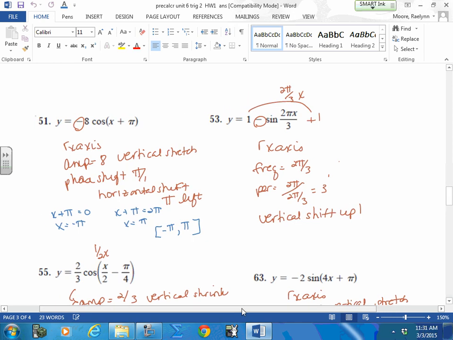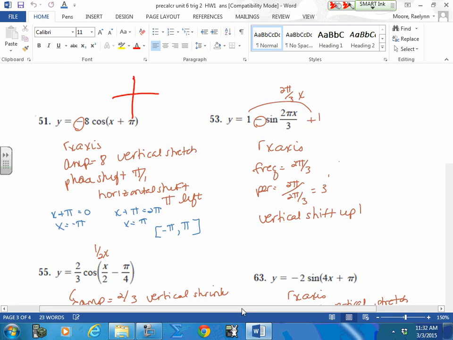It had a negative, that's a reflection. That's not your amplitude. Your amplitude is plain old 8. It's the absolute value. So I have a vertical stretch, and I have a shift. Pi, which way? To the left. Now, think this out before you look at this.